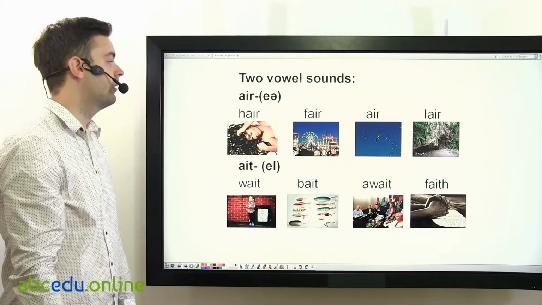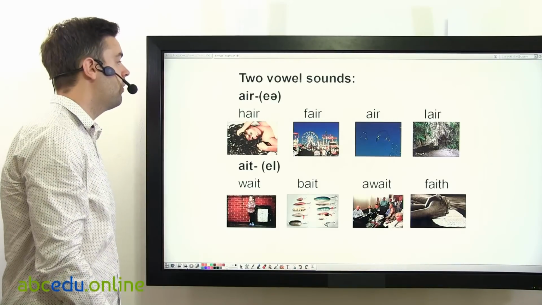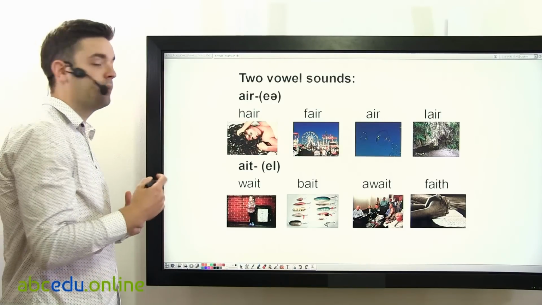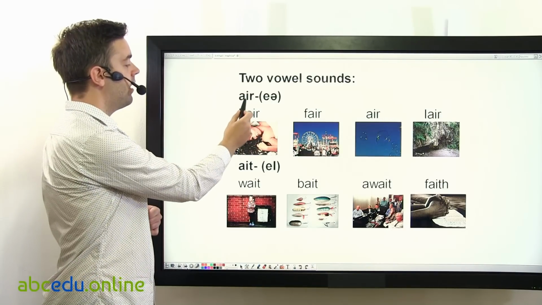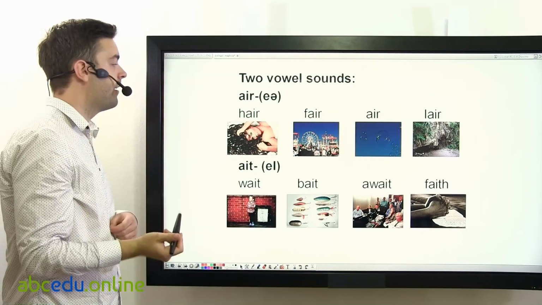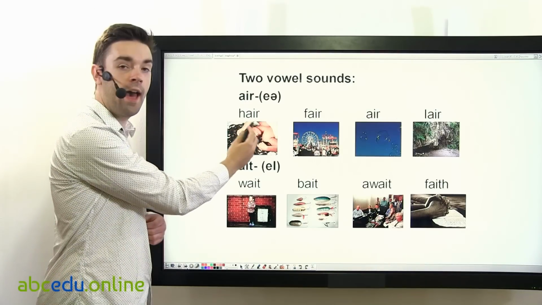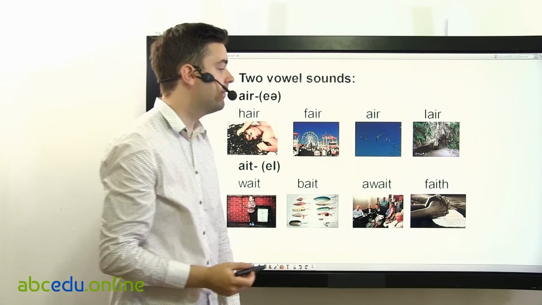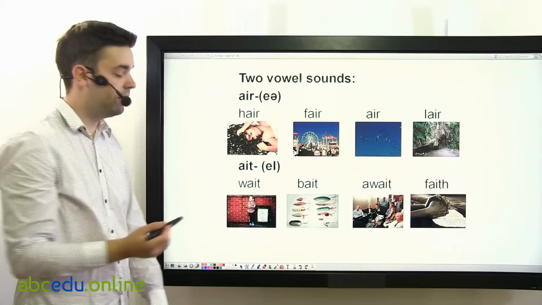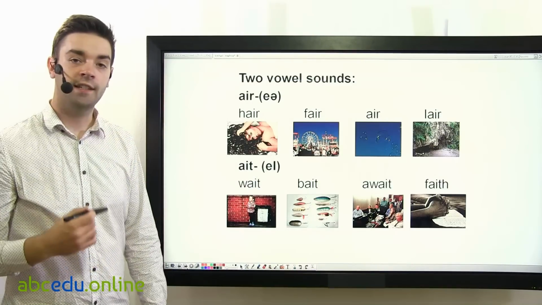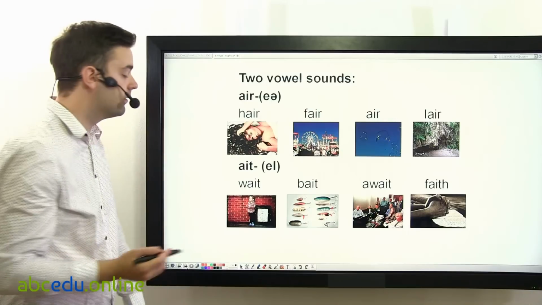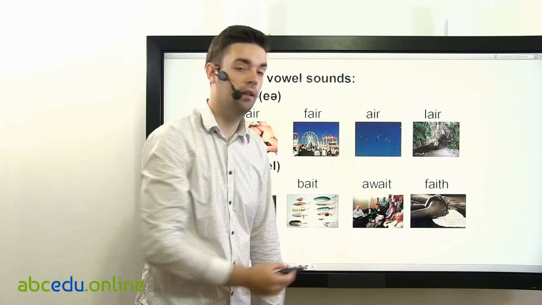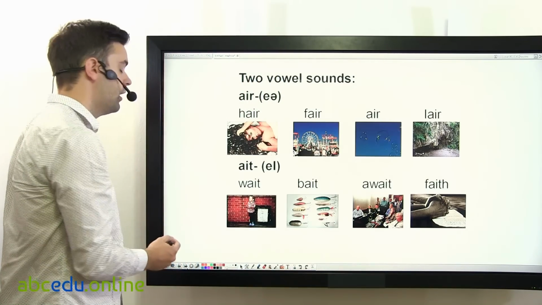Okay, so when we've got more than one vowel sound in a word, you get more complex ones, such as A-I-R is air. So hair, fair, air, and lair. When we join A-I-T, you get an ate noise. So wait, bait, await, and faith. So it's an ate noise.